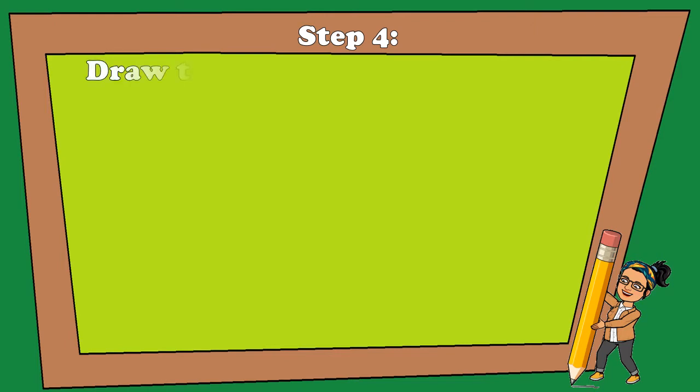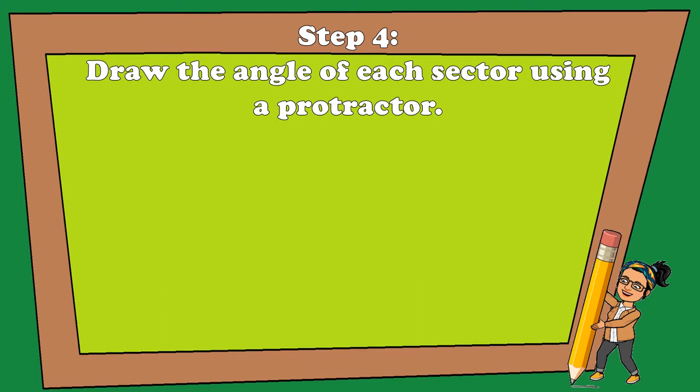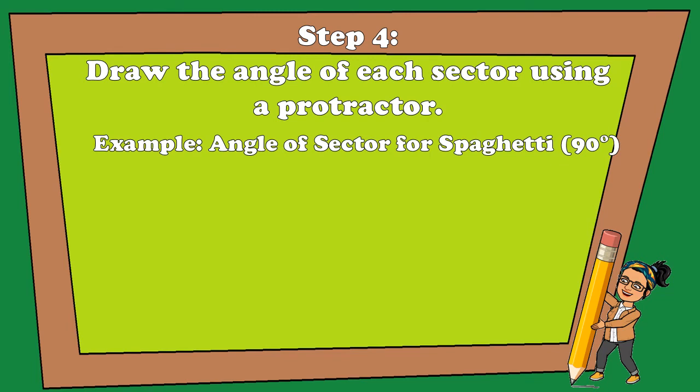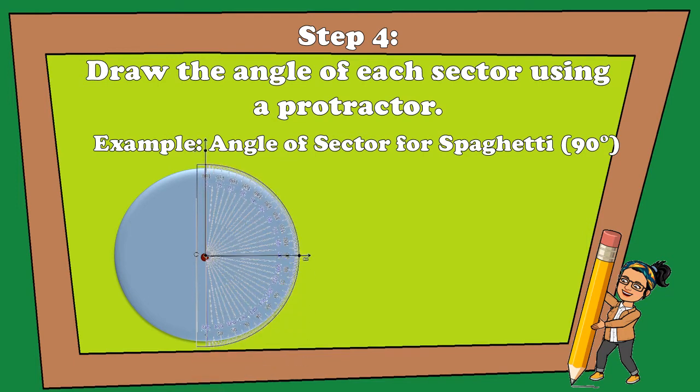Okay, for step 4, we now draw our pie graph by drawing the angle of each sector using a protractor. So let's take the angle of sector for spaghetti as an example, which is 90 degrees. We've already drawn our circle using a pair of compasses and drew a diameter passing through the center of the circle. We now find 90 degrees using a protractor. Now, using this protractor, we can see 90 degrees. Based on this measurement, we can now start drawing our pie graph.